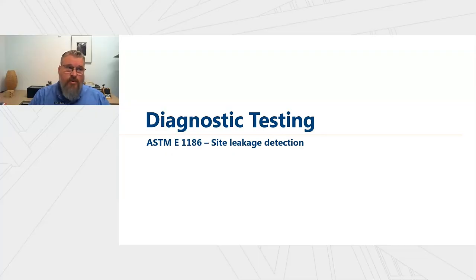It can be done on new buildings, especially if you're not meeting requirements. And as long as you can produce differential pressure with a differential temperature, you can get results through a number of different methods. Those methods are outlined in ASTM E1186 for air leakage detection.